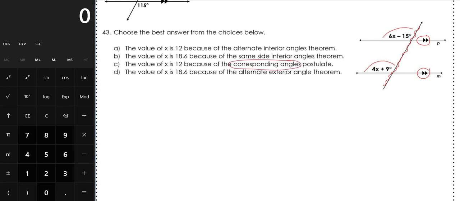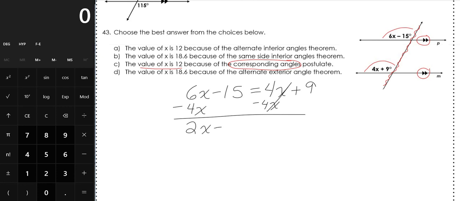Now, let's make sure we're correct and that we do get a value of x as 12 by applying the corresponding angles postulate. The corresponding angles postulate says that the angles that are corresponding when your lines are parallel are going to be congruent. So we can set their measurements equal. So 6x minus 15 is equal to 4x plus 9. I'm going to subtract the 4x first to bring the x's all over to one side.